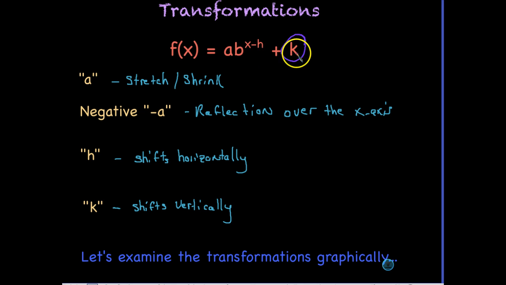So if this is plus 10, your asymptote is going to be y equals 10. If this is minus 8, your asymptote will be at y equals minus 8. So this is very important. Anytime you shift vertically, that will change your asymptote. And that concludes our lesson.